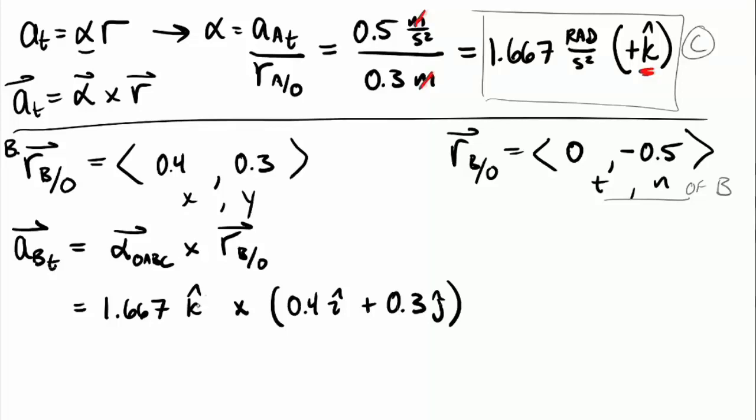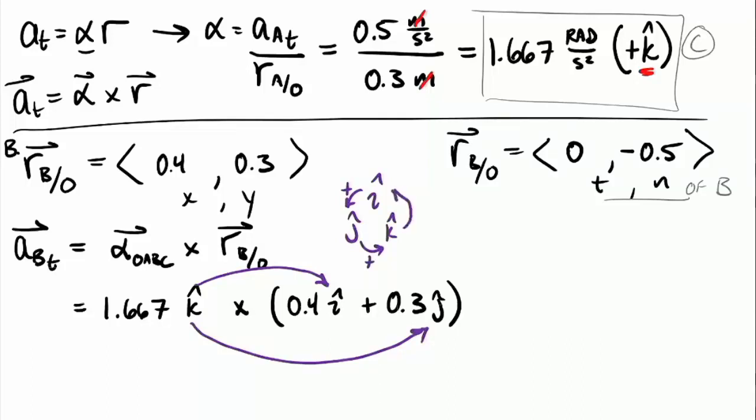We're going to cross K hat into an I hat, and then we're going to cross K hat into a J hat. Just to remind our brains, I hat, J hat, K hat. If you stay in that order, it's going to be positive. I like writing it in positive with the right-hand rule. If you go in the opposite direction, it's going to be negative. So a K hat into an I hat gives me a negative J hat. And a K hat into a J hat gives me a, sorry, I might have said it wrong. K into an I is positive J, and then K into J is negative I. There we go.